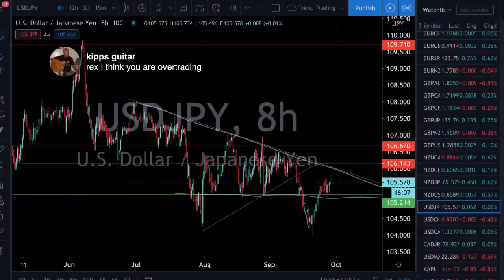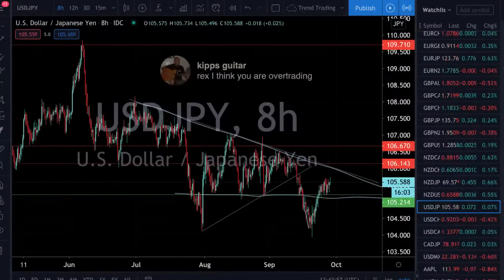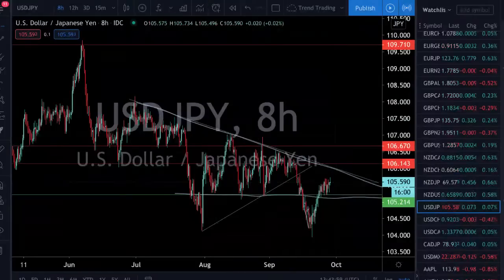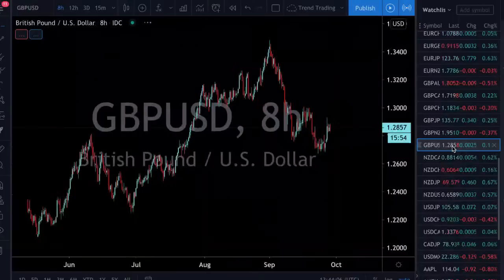Rex, you know the drill. Only 3 trades per week. Make them good. Make sure you're picking your trade. It's not a question of finding a setup. It's easy to find a setup. It's a question of discerning when is the right time to trade and what is the best setup.